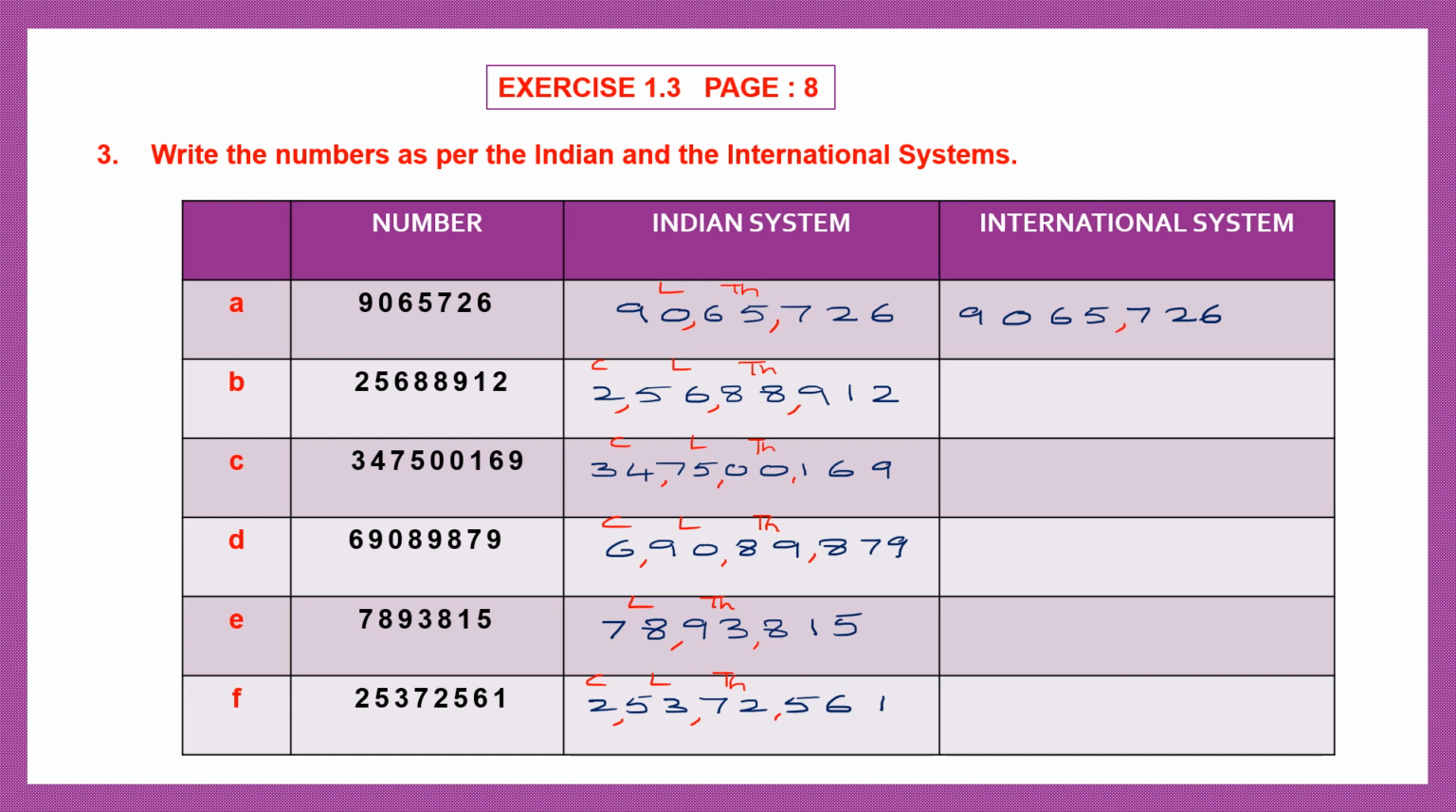1 2 3 comma 1 2 3 comma. So how do we read this? This is 9 million. 65 is in the thousands period. So 65,726. Let's write down this number. So that is 256889112. Again, it's very easy. 1 2 3 comma 1 2 3 comma. So we have a comma here and a comma here. Now let's read. This is 25 million. Now this is 688,000. The whole thing you must read together. 912.